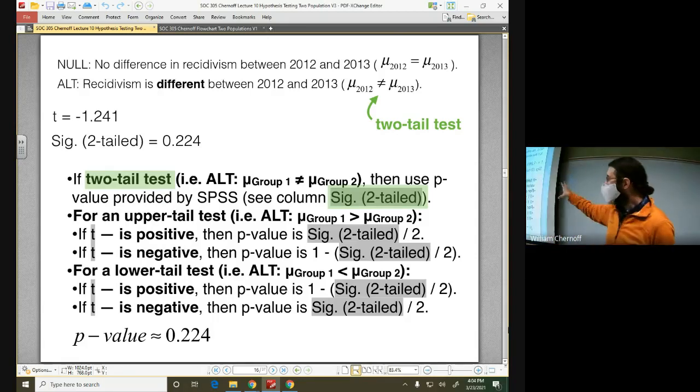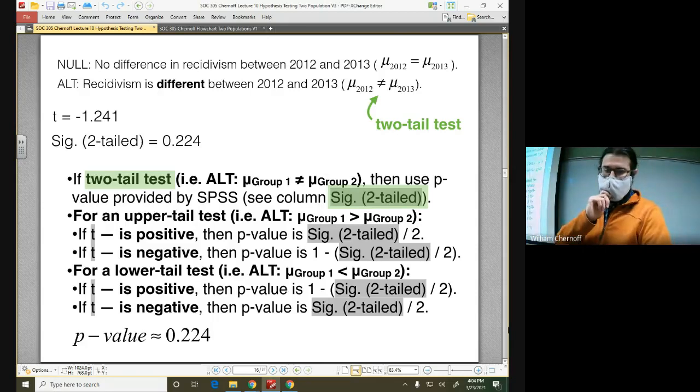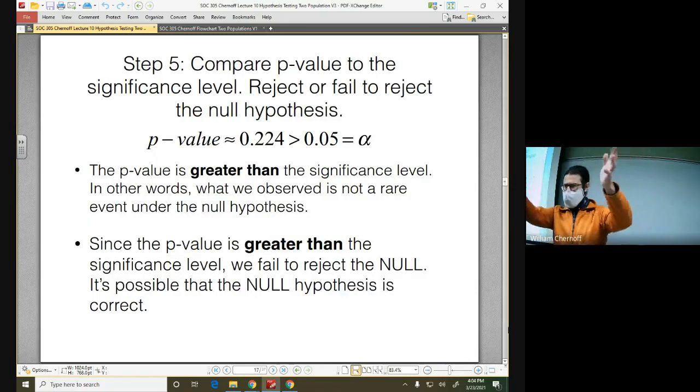Now, if I'm doing a two-tailed test, the results provided by SPSS are always going to be correct. So I'm doing a two-tailed test. That tells me that the SIG two-tailed value is my p-value. So I have a p-value.